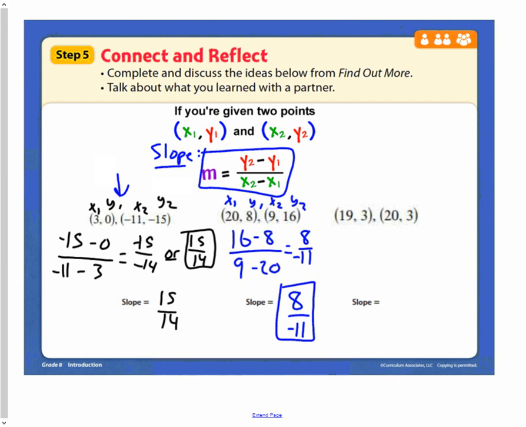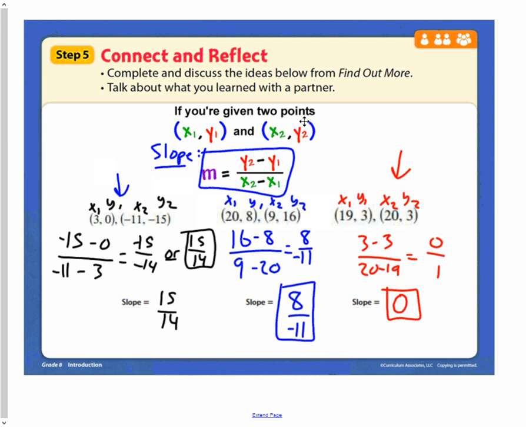All right, last one. I'd like you to try this one on your own. Use the formula, find the slope. Go ahead. All right, y2 minus y1 is 3 minus 3. x2 minus x1 is 20 minus 19. I get 0 on the top, I get 1 on the bottom. What happens when you divide 0 by 1? Or by anything, you get 0. So we have a 0 slope for this one. It's just going to be a flat line. You could graph it to see the same thing.